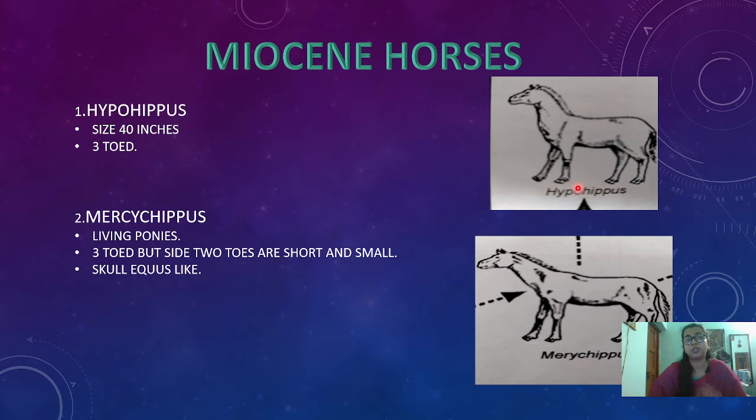And the Mesohippus are known as the living ponies, because their size is like that of a pony. They are 3-toed, but now you can see that the side 2 toes are short and small. Gradually they are trying to become 1-toed, so that's why the last 2 toes are short and small. The skull is Equus-like, which means gradually their intelligence is becoming like the Equus, or the modern horse, as they undergo different periods.